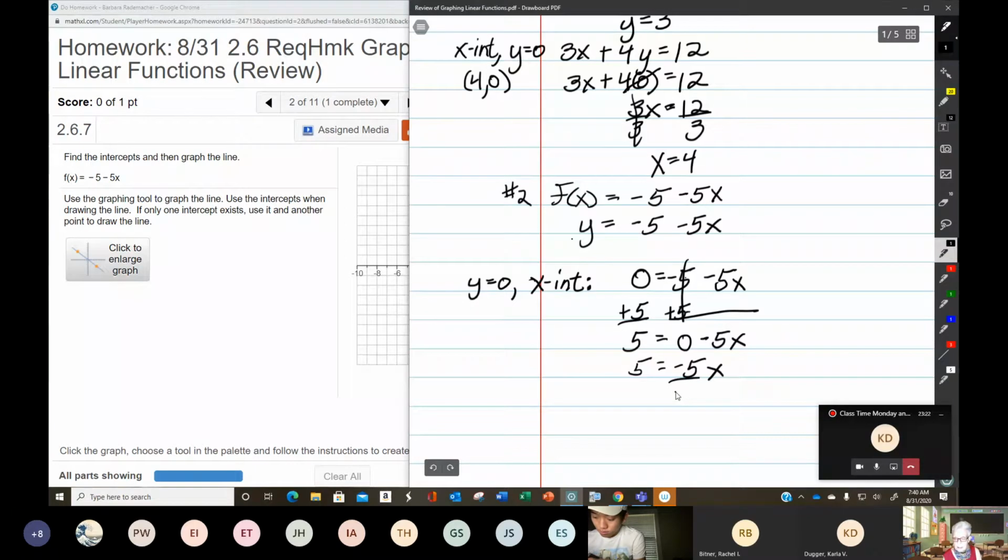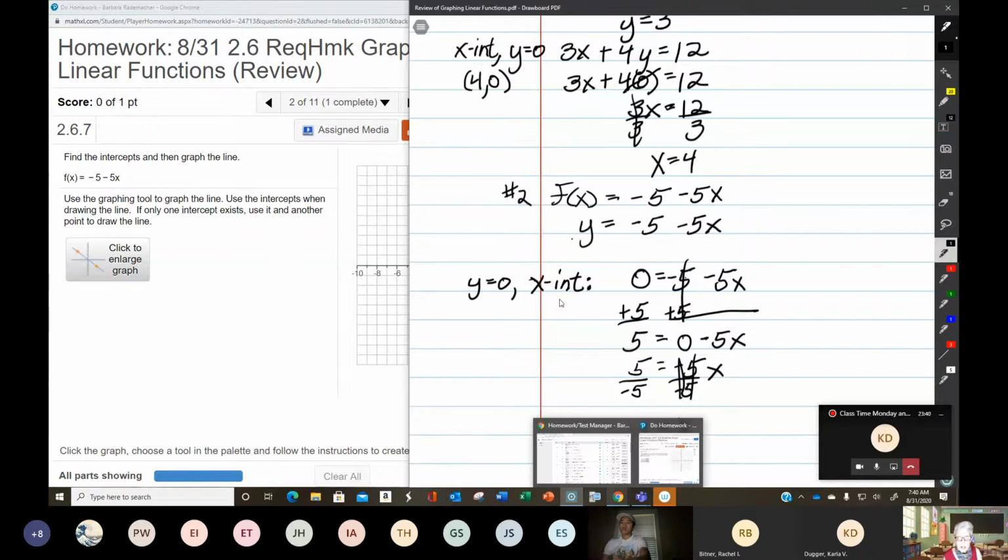I divide both sides by -5 and -5. The -5's cancel. Okay, so I will get x equals -1. So now I know that when y is 0, x is -1. And that gives me my x-intercept.